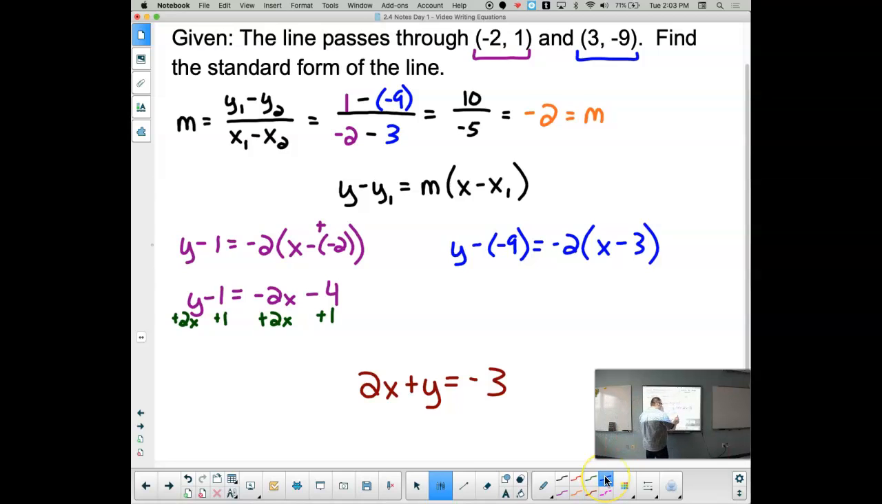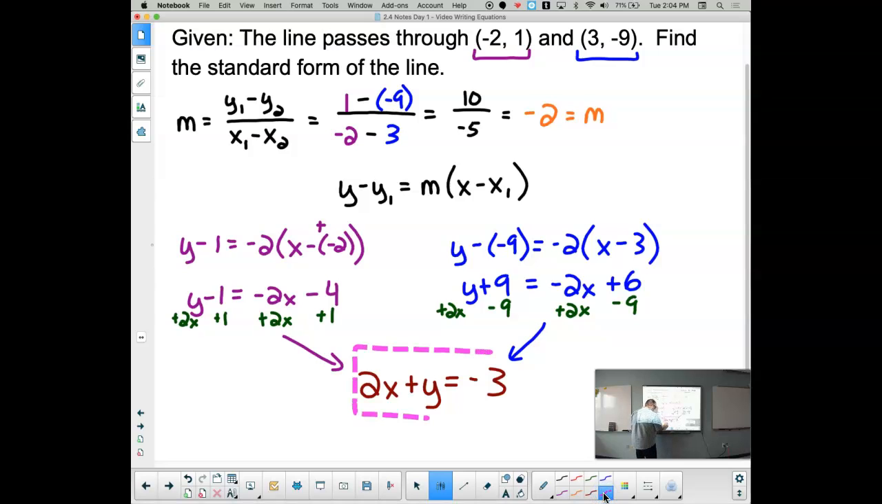Okay? Let's go over to this other one. Y plus 9 equals -2x plus 6. Again, I would add 2x to both sides. But here now I would subtract 9. And that would also get me 2x plus y equals -3. So they both give me that same answer, which is what I want. And that just goes to show that it doesn't matter which point you use.